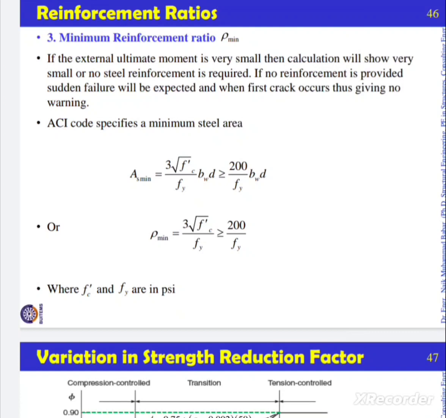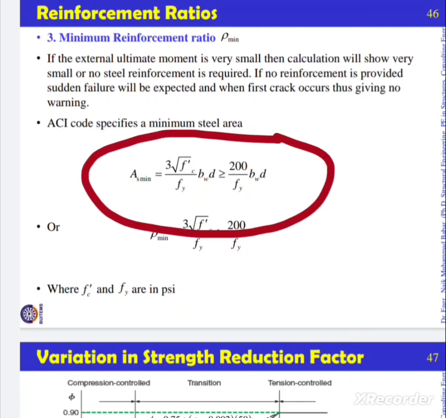If there is no need of steel, we can still provide steel in a beam. If there is no moment or danger, even if we did not provide steel, according to ACI we can provide a minimum amount of steel too. If there is no requirement, we can also provide the steel. For the minimum requirement of steel, there will be two formulas. As minimum will be equal to 3 times the square root of f'c divided by fy.